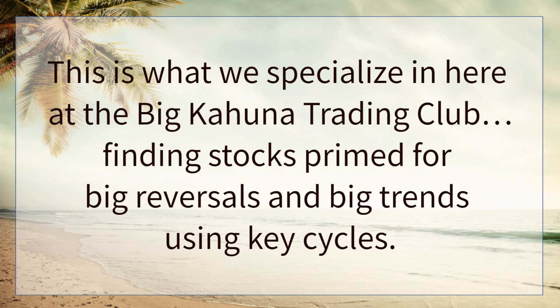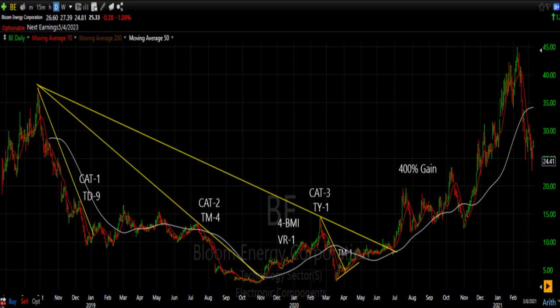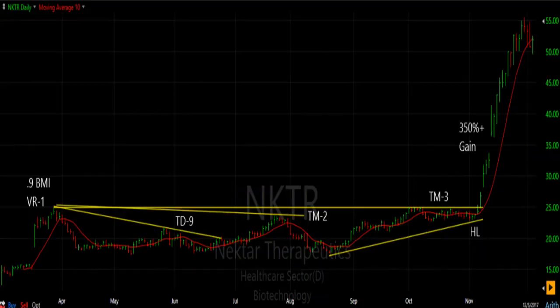This is what we specialize in here at the Big Kahuna Trading Club, finding stocks primed for big reversals and big trends using key cycles. Stocks heading into longer-term mega trends consistently operate off of 3 key trend lines before they break out. This is a long-term CAT3 cycle breakout, our dominant TY1 cycle on BE, Bloom Energy. This stock had a nice 400% gain in 7 months out of the TY1 cycle, which was forecast by our momentum tools months ahead of time.